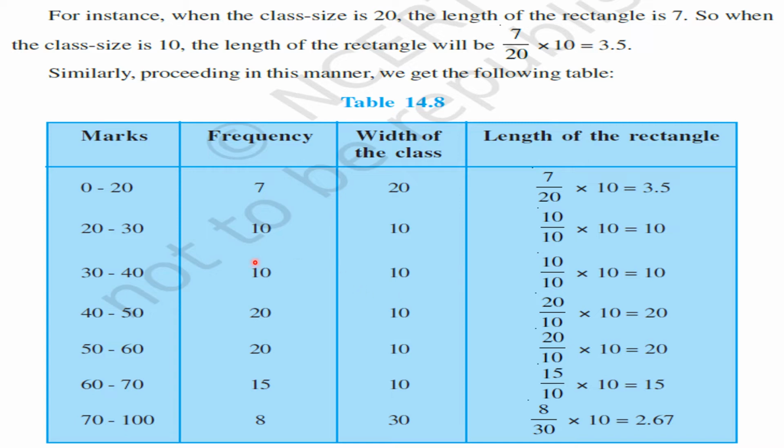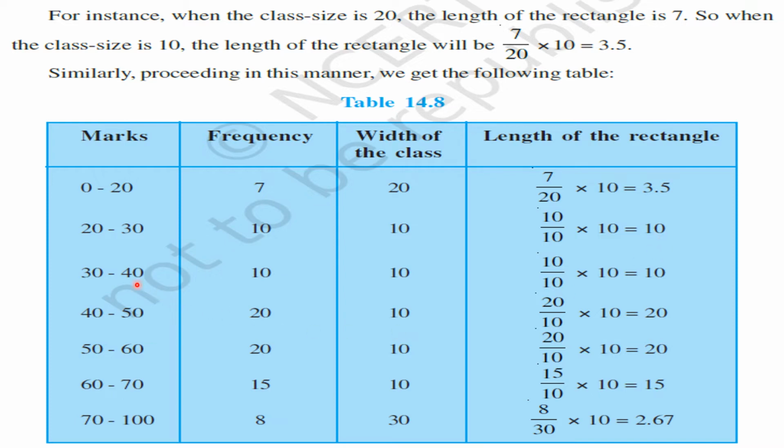Similarly, take this as the second class. The class frequency is 10, that is the length of the rectangle is 10 by the width of the class, 10, into the minimum class size. This point is common: minimum class size. By simplifying these two numbers, we get 10. Understood this point, my children?